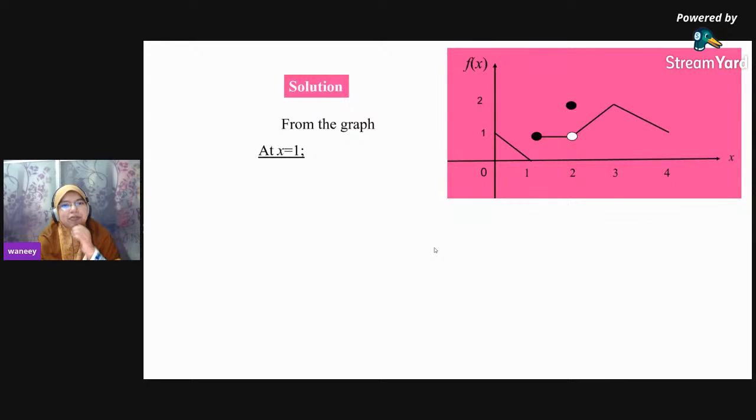Okay, so from the graph, at x equal to 1, f(1) is equal to 0. So how do we see f(1)? You should look at the dense circle. The dense circle is over here. So this is x equal to 1, and the value of y is 1. So f(1) is equal to 1. Next, f(1) is defined.